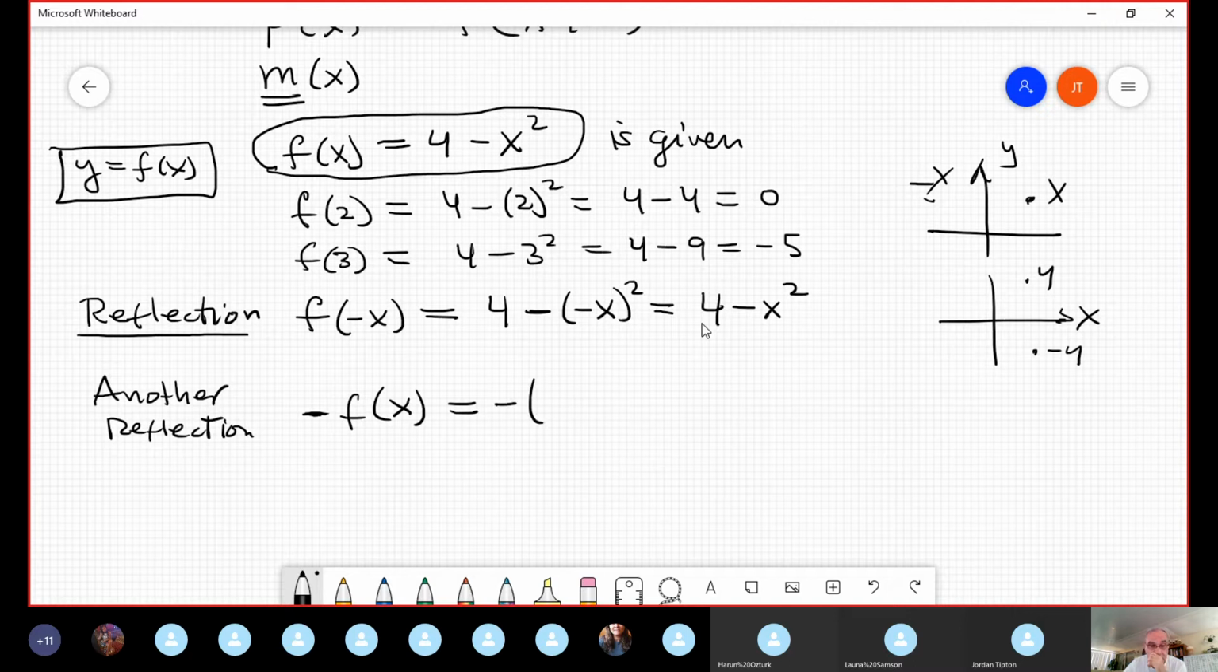So you put the minus, and the original is this, and this changes to minus 4 plus x squared. Because it's a minus, you can interpret it like a multiplication by negative 1 of everything inside the parentheses, so it changes the sign. It's another kind of reflection.